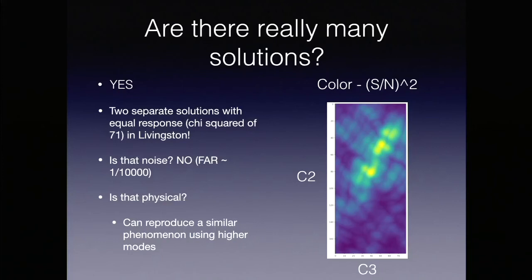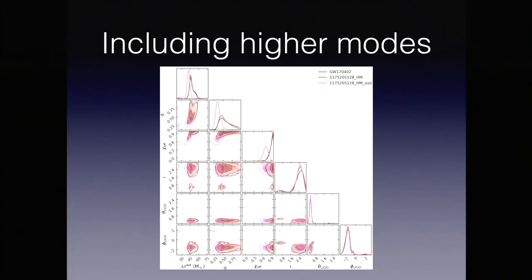Everything would be fine. And we include higher modes, and we measure the parameters, and voila, only one solution, and this solution is the high-spin, high-mass solution. We were almost happy about it until we asked, what is the SNR squared recovered by this? And we saw some number.